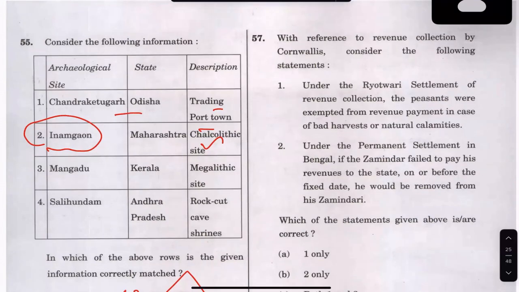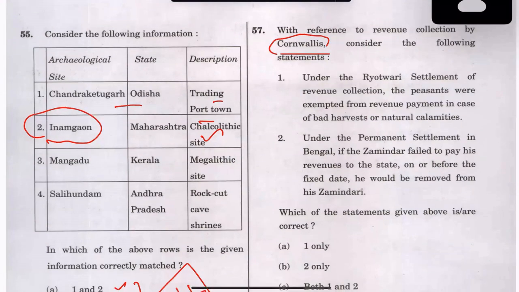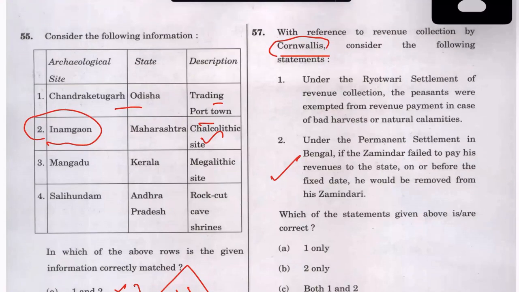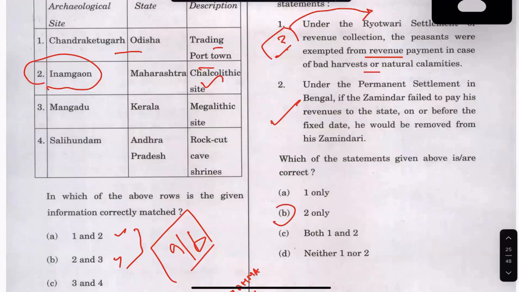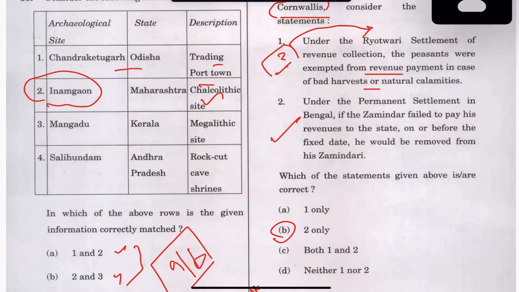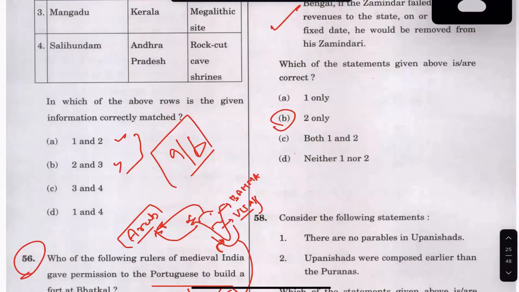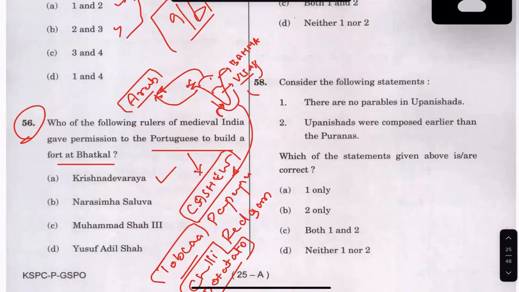So for example, revenue collection by Cornwallis. Actually, Cornwallis, consider the following. See, this one is true. Okay, this one, 57, is true. Under the Rayatwari system, the peasants were exempted from revenue payment. How should I interpret? I do not know. Rayatwari system, yes, they had this point, but not Cornwallis. Sorry, Cornwallis was not the person. I do not know how you interpret. You can go for two. But Rayatwari had this provision, is what I thought, but I'm not going to include it in the easier questions. This is an easier question.